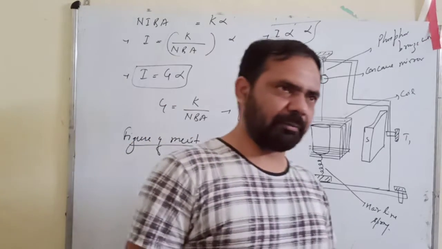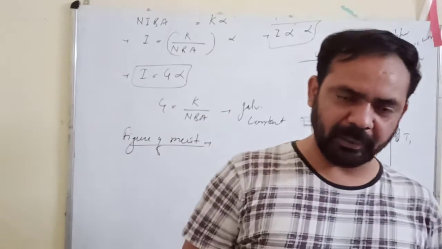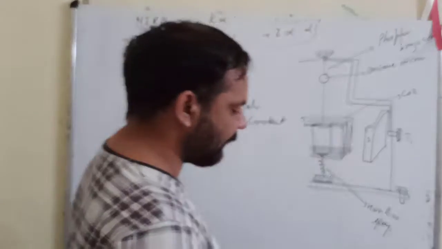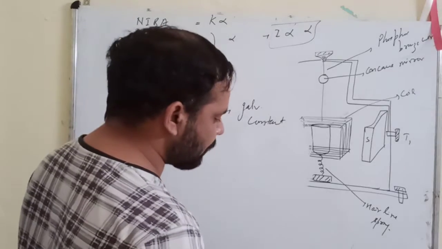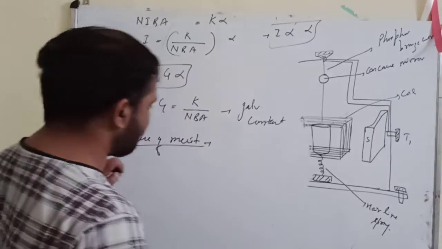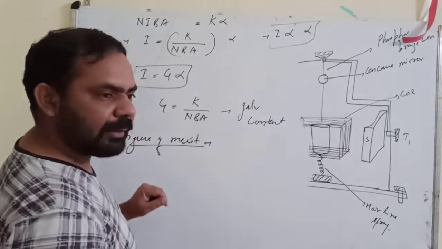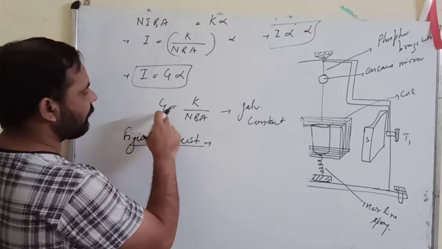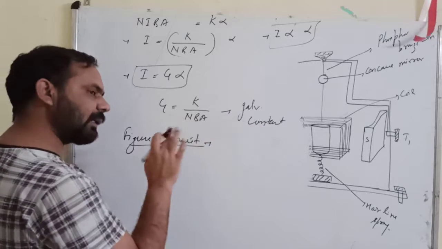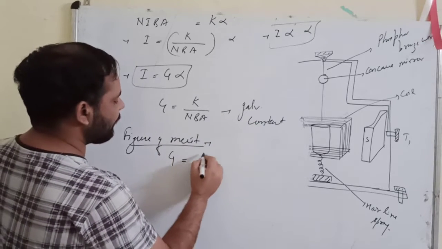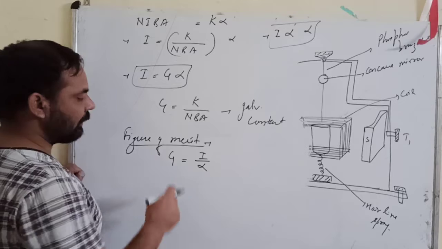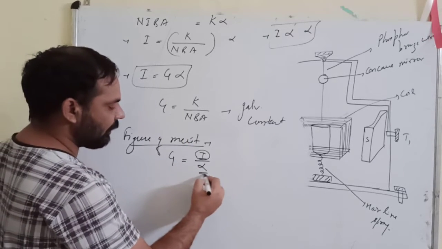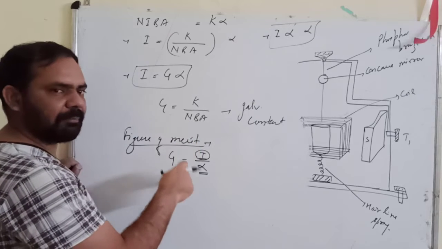The figure of merit of a galvanometer is included in your practicals also. Now it is defined as the current which produces a deflection of one scale division, and it is denoted by G. Means this value, the galvanometer constant itself, is your figure of merit, and this is I upon alpha. Figure of merit is the current that produces unit scale deflection.